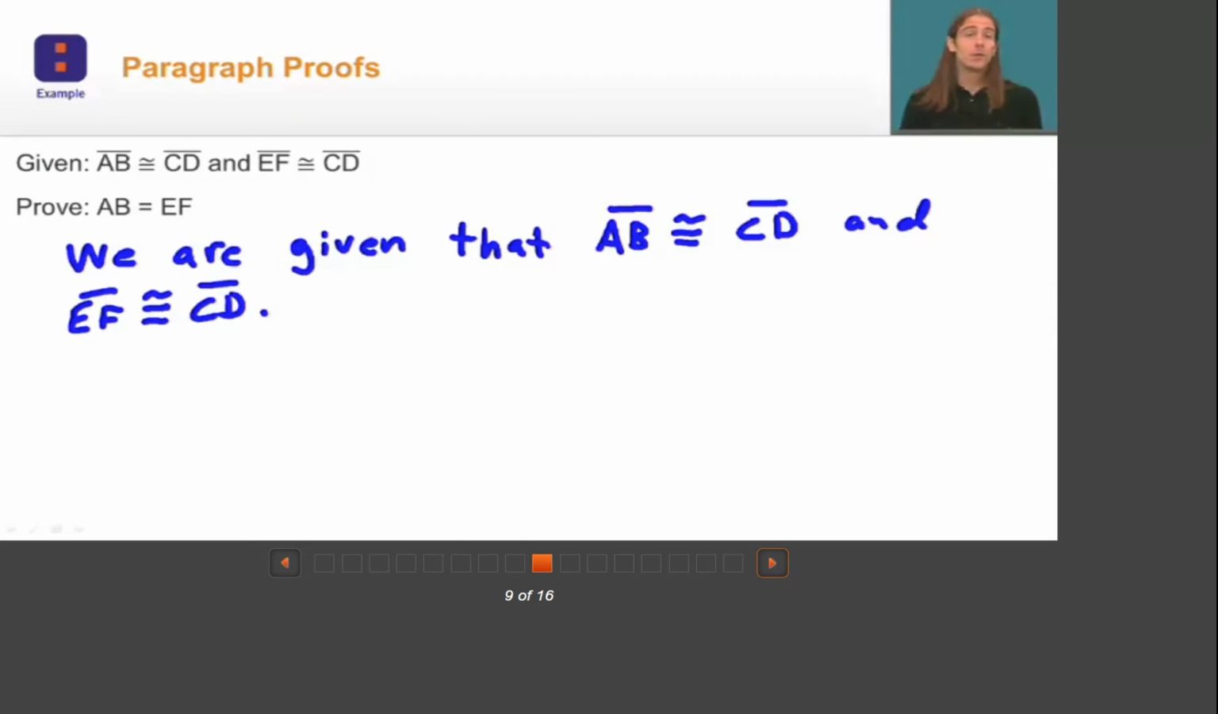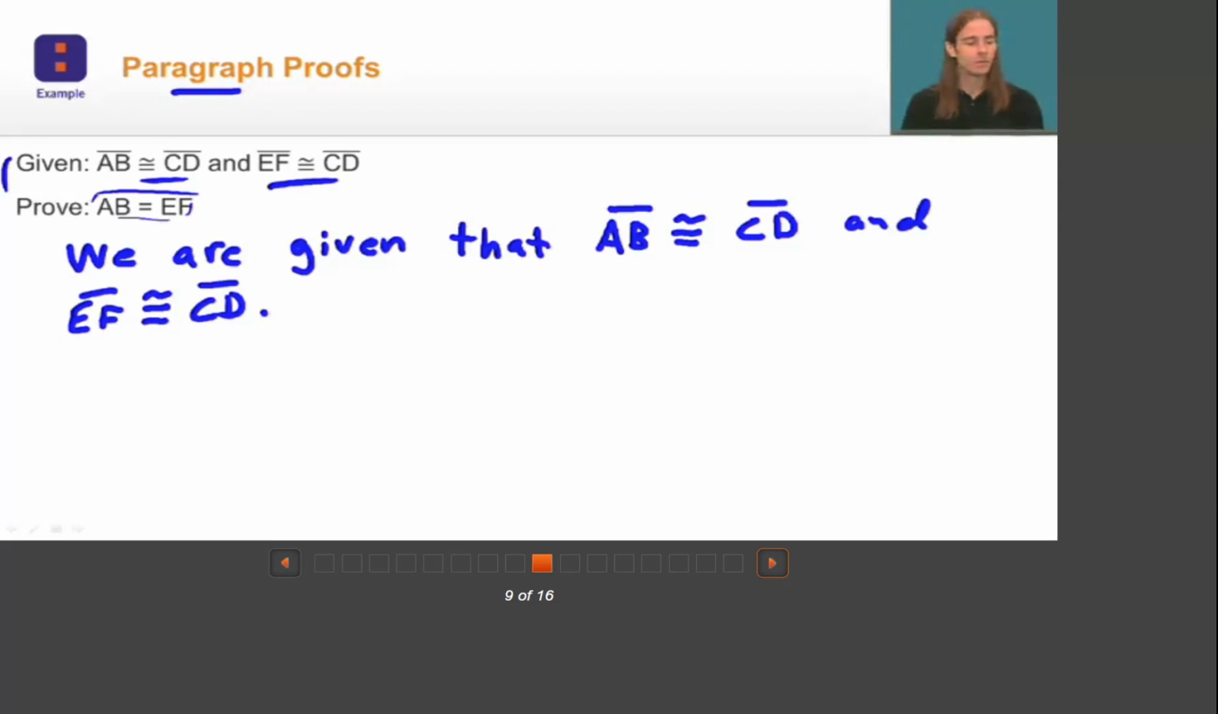There are many types of proofs in mathematics aside from two-column proofs. I'd like to tell you about paragraph proofs, and we'll learn about them by proving this statement right here. We're told that line segment AB is congruent to CD, and then we're also told that another line segment EF is congruent to CD. What we're asked to conclude is that the length of AB equals the length of EF.